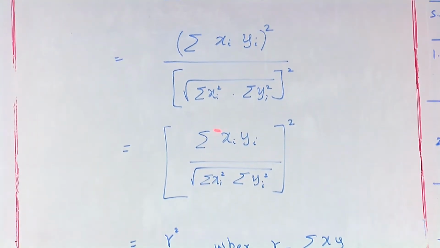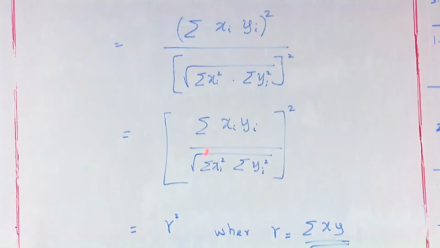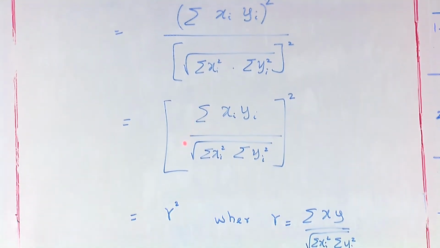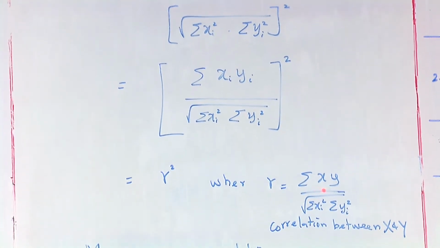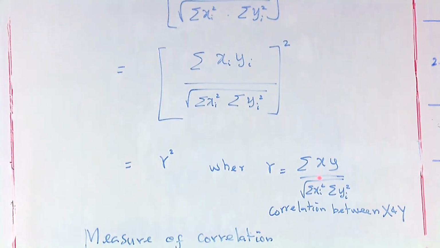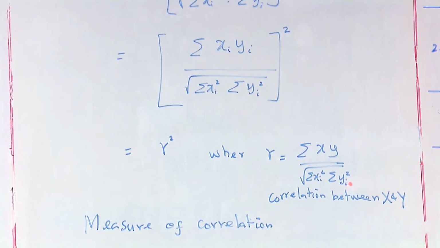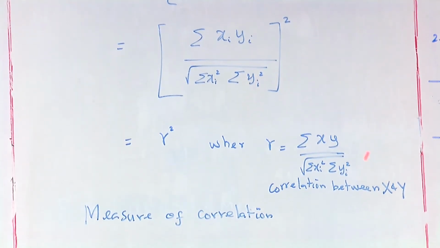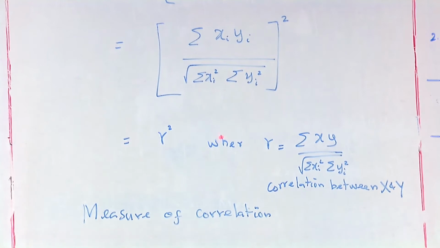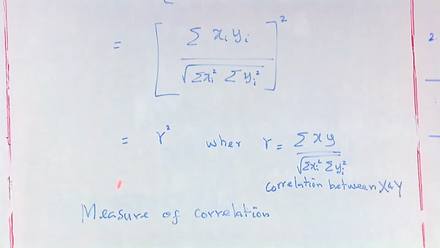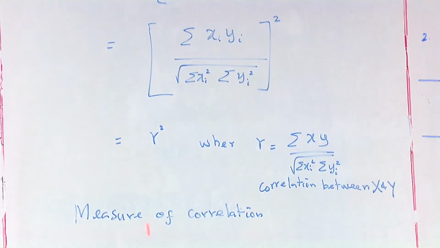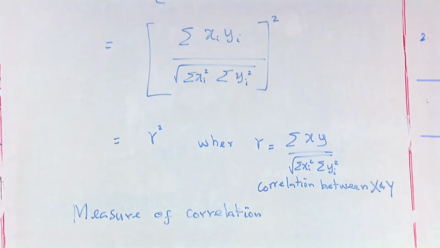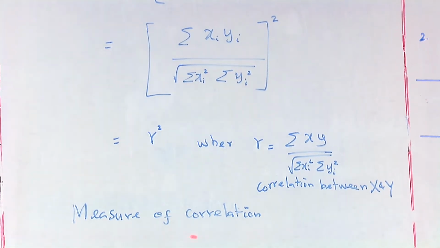This term is nothing but a correlation measure. Actually, this is the correlation coefficient, where r is equal to sigma xi yi divided by the square root of sigma xi square sigma yi square. So this is the correlation measure, the correlation between x and y. So R square is nothing but small r square, or the measure of correlation.